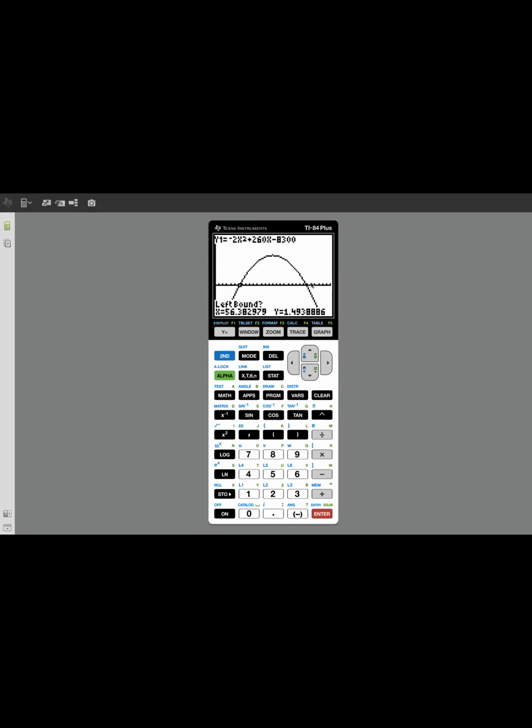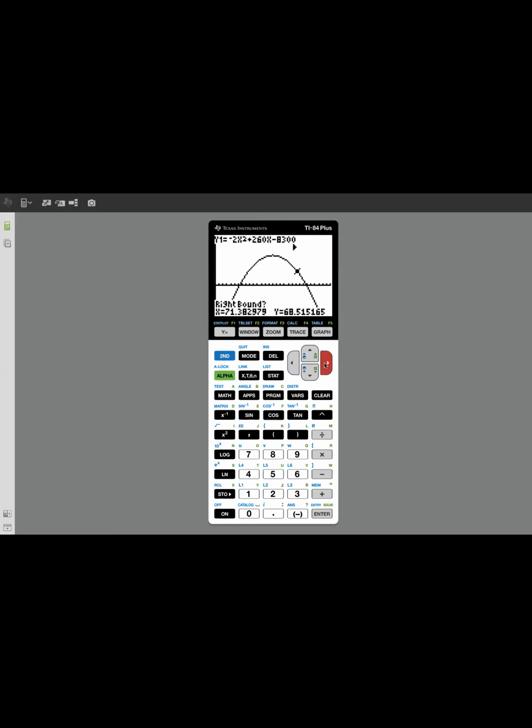Now it's asking for a left bound, but now I'm going to work on this 0 way over here. Okay, so I got to move my cursor over, so I'm going to hit the right arrow key to move it over a little bit. Now I'm going to stop right there because that's a good point. That's to the left of this 0 that I'm trying to find. Okay, so hit enter there. It puts a flag above where we set that. Now it's asking for a right bound.